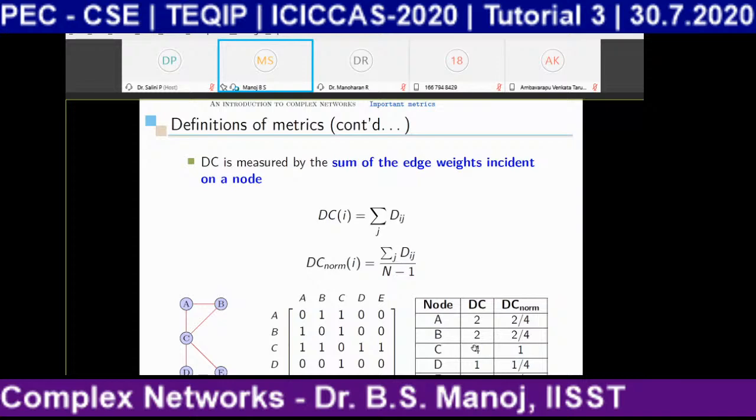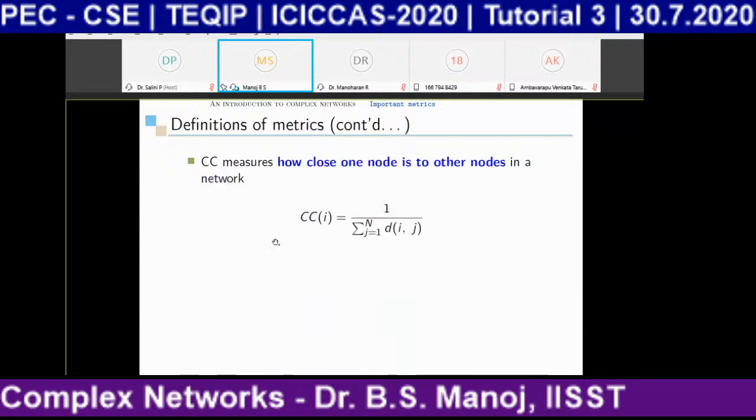So, another centrality that is really important is called the closeness centrality. The closeness centrality measures how close one node is to other nodes in the network. Now, the closeness centrality of a single node i can be obtained by estimating 1 over sigma j equals 1 through n of d_ij, where the denominator, sigma j equals 1 through n of d_ij, is nothing but the shortest path distances from node i to every other node in the network.